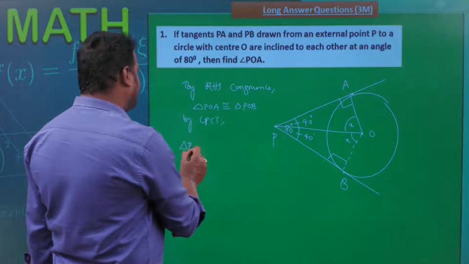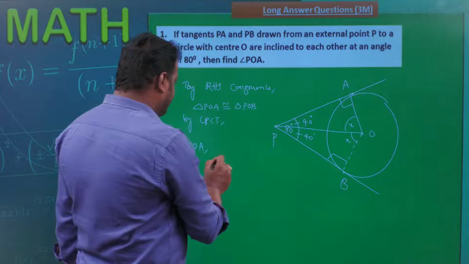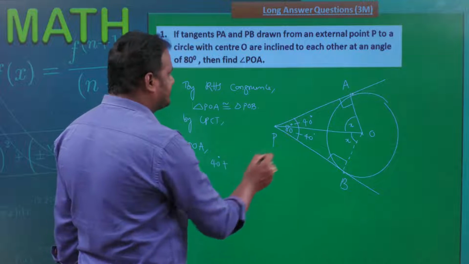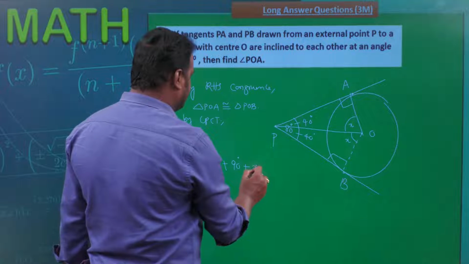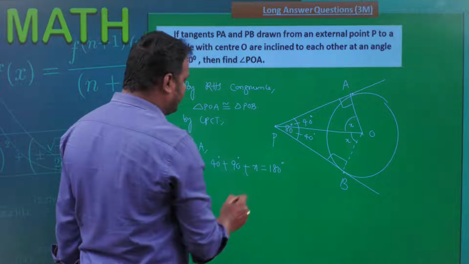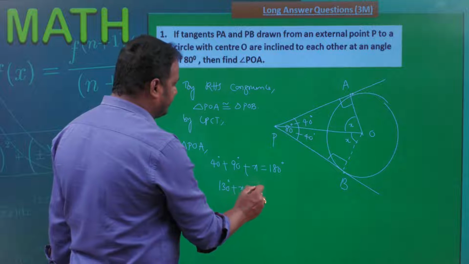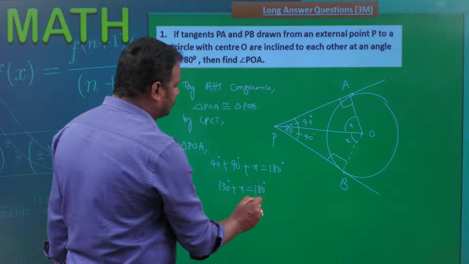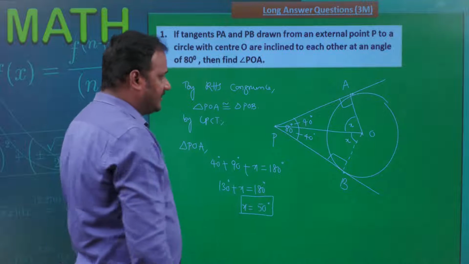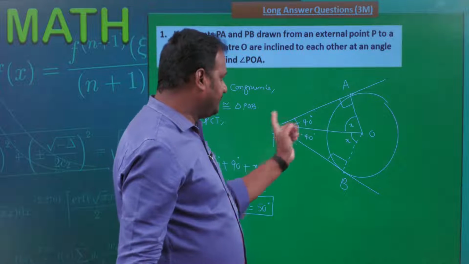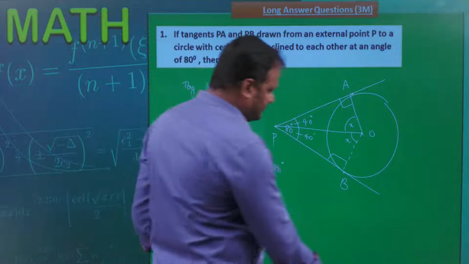In triangle POA, by the angle sum property of a triangle, angle P, that is 40 degrees, plus angle A, that is 90 degrees, plus X is equal to 180 degrees. Right? 40 plus 90 is equal to 130, plus X is equal to 180 degrees. Therefore, X is equal to 180 minus 130, which is 50 degrees. So angle POA is equal to 50 degrees. This is quite a simple problem.